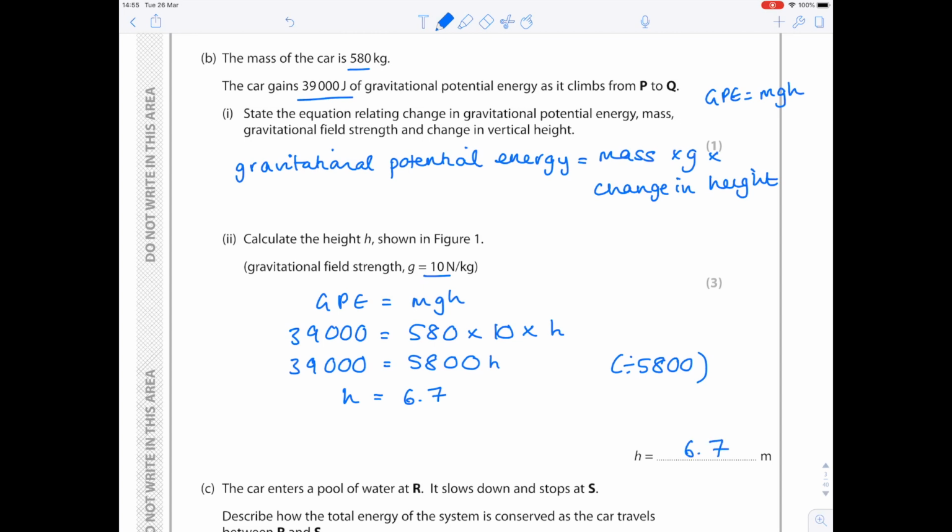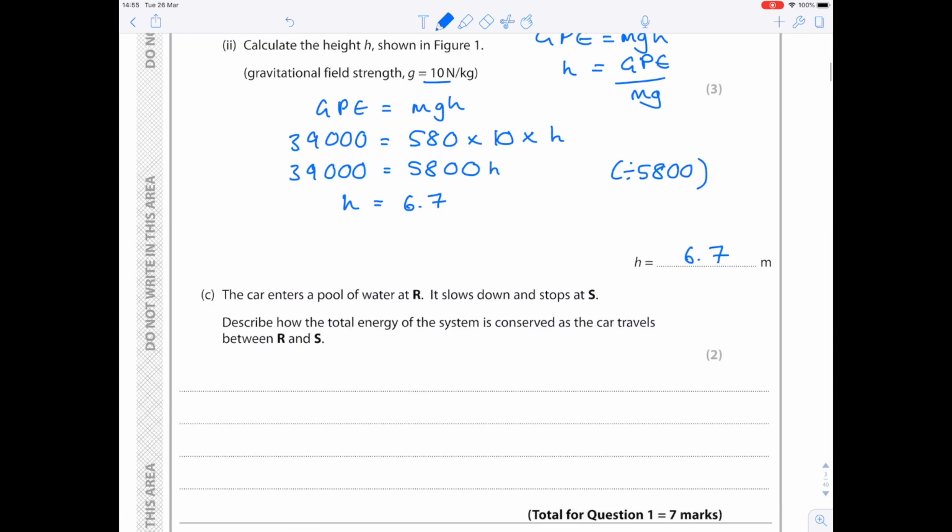Okay, to work out h, you need to divide both sides by 5,800. And you get a value which is 6.7 meters. Obviously, feel free to rearrange that equation first of all. You could have done it this way. So h is given by GPE over mg. It's up to you, whichever way you prefer to do it. I always prefer to substitute the numbers in first.